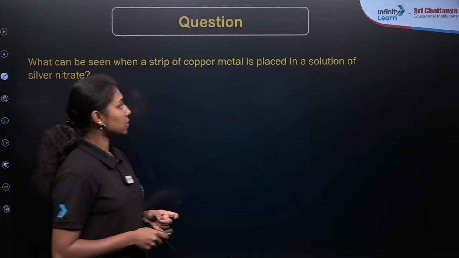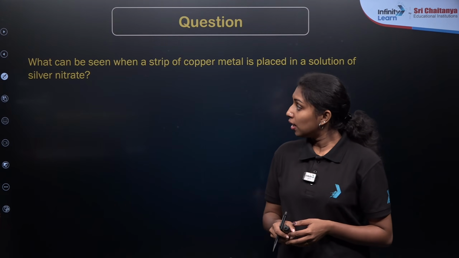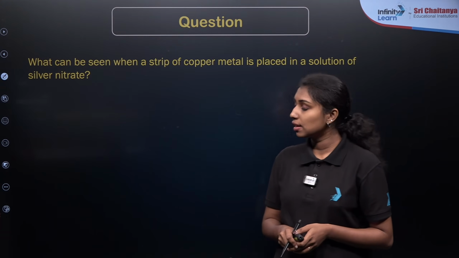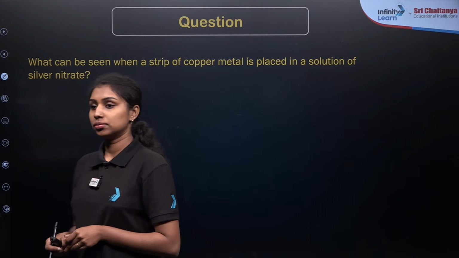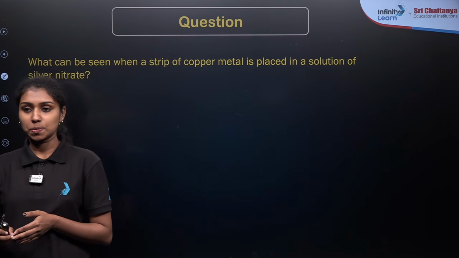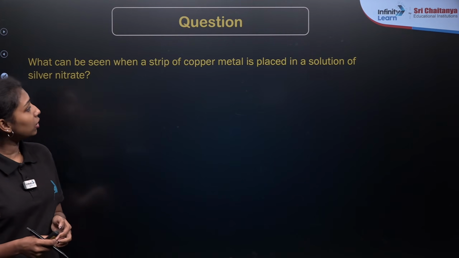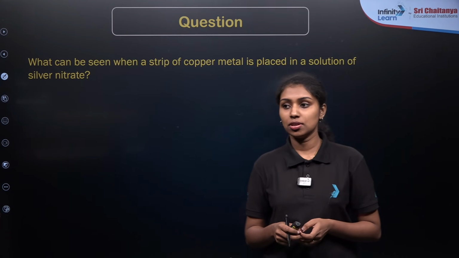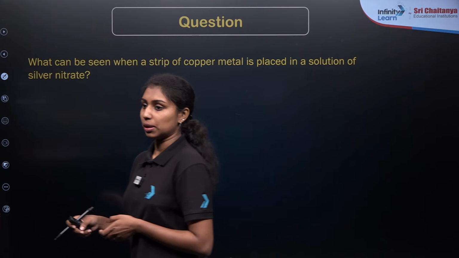Okay, here is the question based on the reactivity series. What can be seen when a strip of copper metal is placed in a solution of silver nitrate? Read the question carefully. What is the observation if you are placing the copper metal in the solution of silver nitrate? So we need to focus on the reactivity series of the metals.